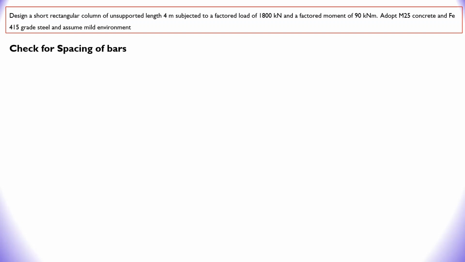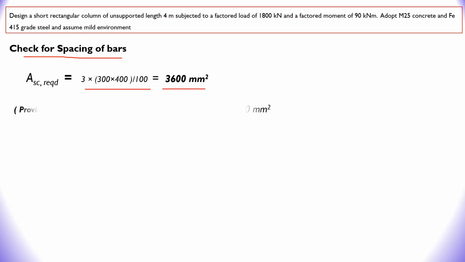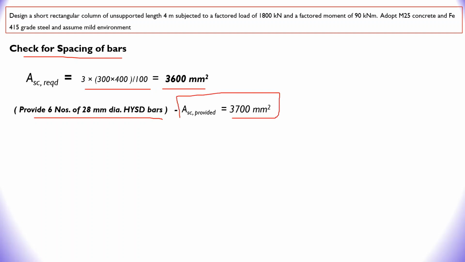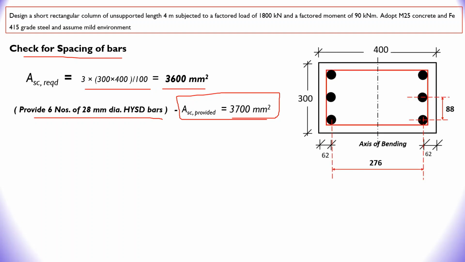Now let us check how much spacing is available when we use 6 number of bars. So the area required, as we have discussed, is 3600, and we have decided to provide 6 number of bars of 28 dia. Based on this, we are able to provide this much area, 3700, and the required was 3600. So this is okay. Now here we can understand this diagram more clearly.